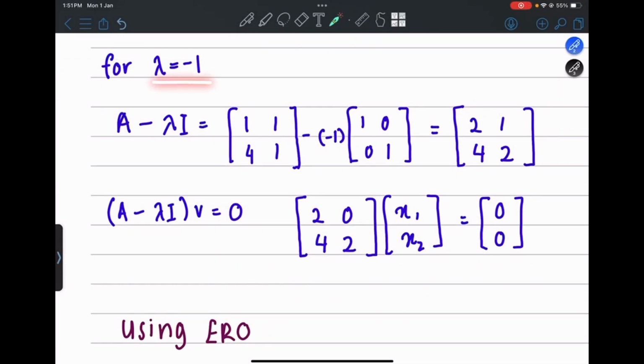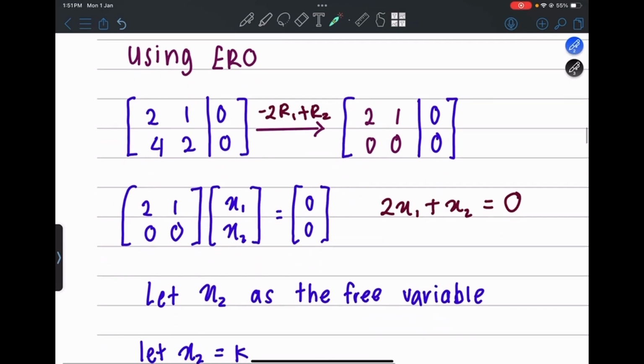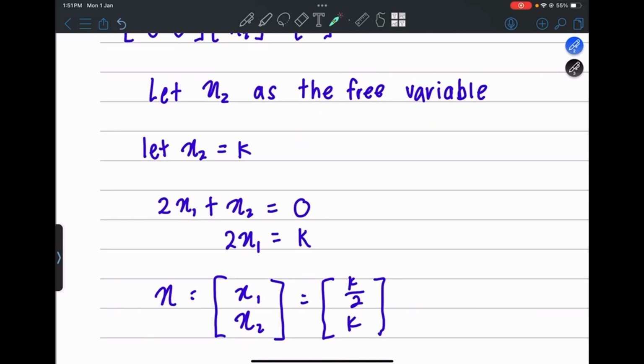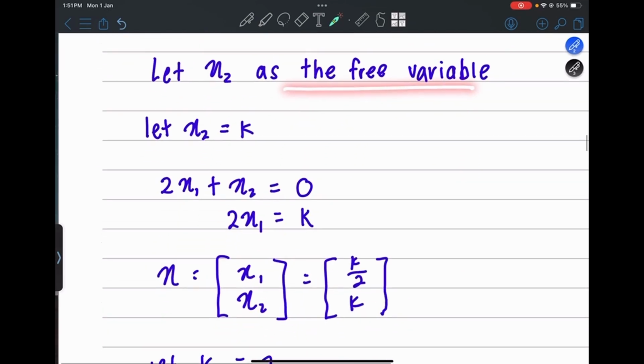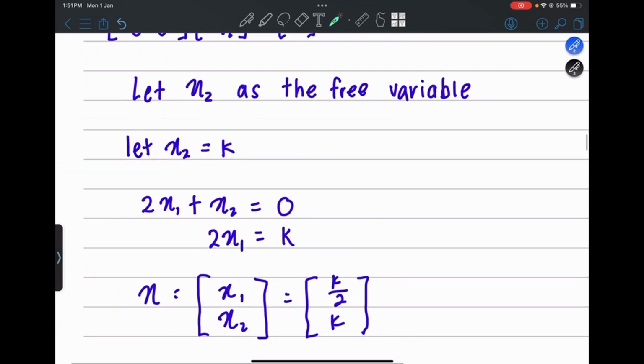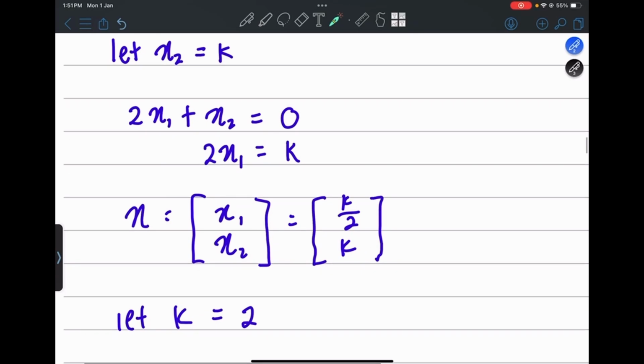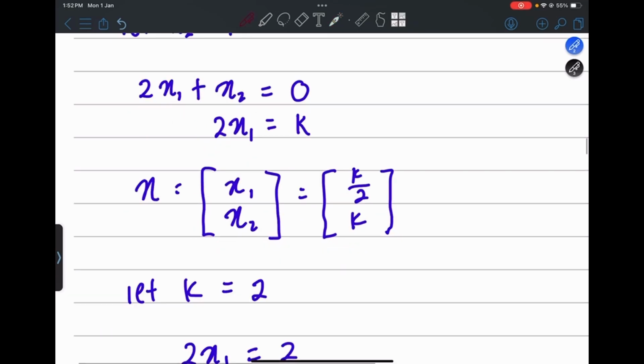Now let me do the lambda negative 1. By subtracting negative 1 times identity from the main diagonal, I find the result is 2, 1, 4, 2. By using elementary row operation, which is negative 2R1 plus R2, I got the new second row, which is 2, 1, 0, 0. Now I let x2 be the free variable, and I let x2 equal k. From the new equation, from the first row, I got 2x1 plus x2 is equal to 0. So from that, I get 2x1 is equal to k. Oh, I'm sorry, my bad.